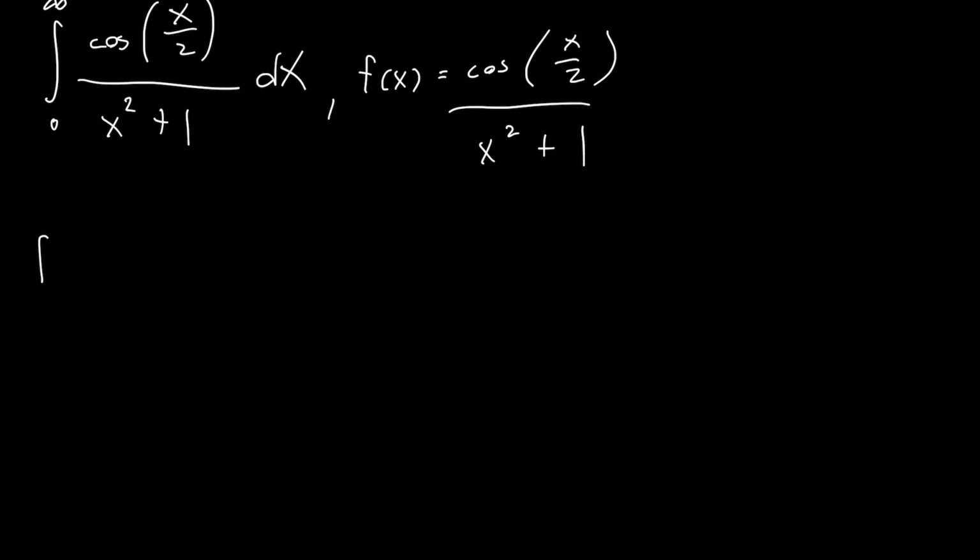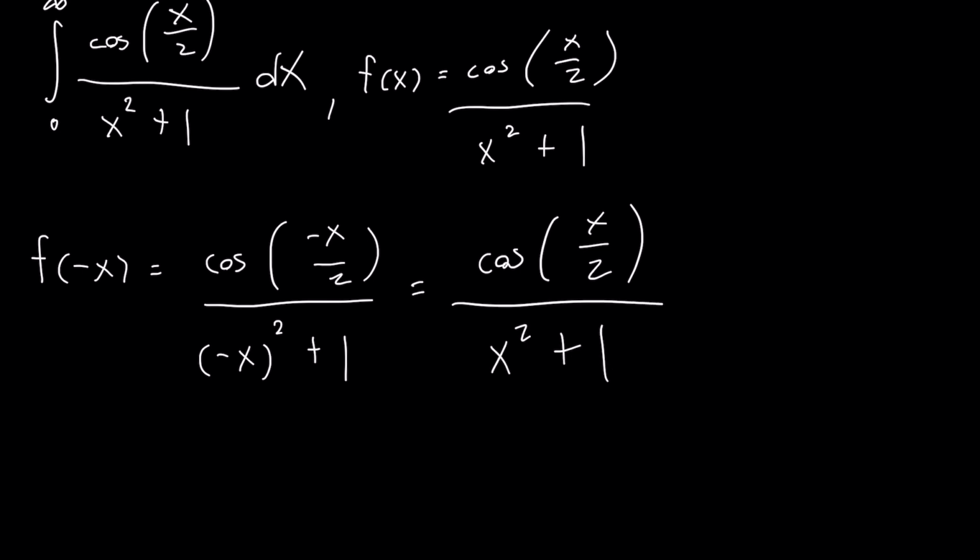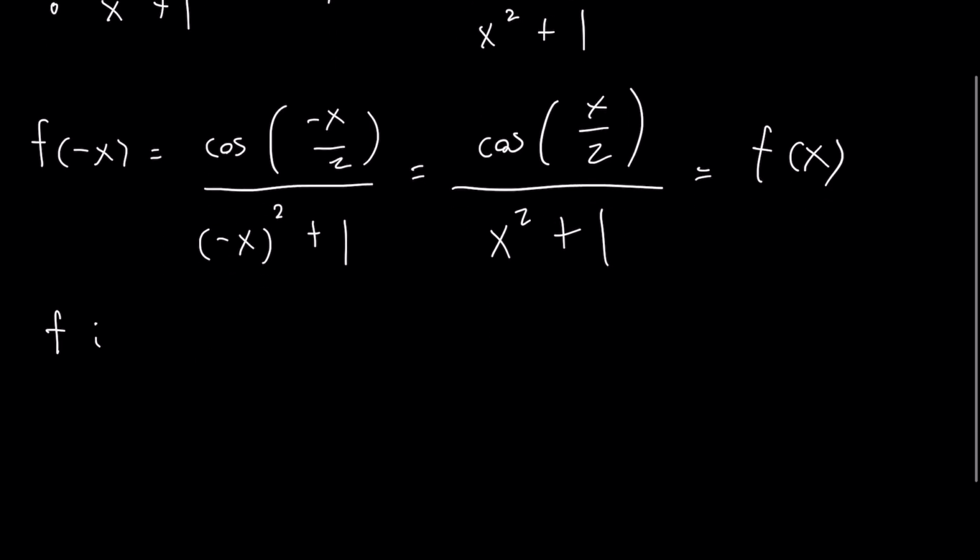If we plug in negative x, we have cosine of minus x over 2 divided by minus x squared plus 1. We know cosine is an even function. We have cosine of x over 2, and minus x squared would just become positive x squared plus 1, which is equal to f of x. Since f of minus x equals f of x, we can conclude that f is an even function.